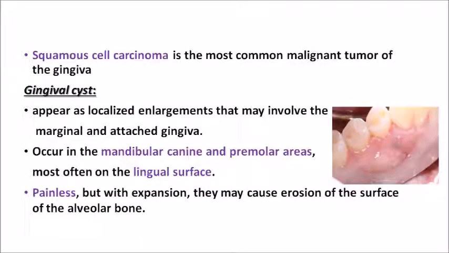Finally, I will tell you about one more swelling of the gingiva, that is gingival cyst. It appears as a localized enlargement. It involves the marginal and attached gingiva. Mostly occurs in the mandibular, canine and premolar areas, often on the lingual surface. So, it is very clear from the picture, mandibular, canine and premolar areas and on the lingual surface. The cyst is a painless enlargement, but there is expansion and erosion of the alveolar bone. So, it falls under the false gingival enlargement. That is the final class of gingival enlargement.